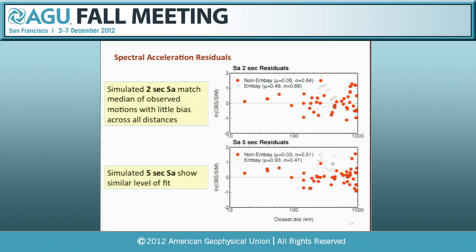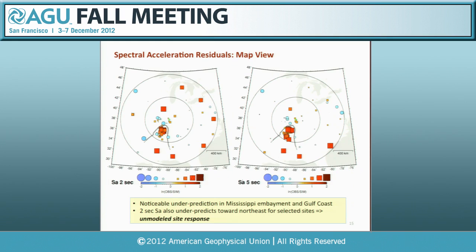Looking at a slightly longer period, this is for 5-second period, we see again that across the distance band, there's a similar level of fit with a very small median bias. So in general, this model is doing pretty well in terms of matching the distance attenuation.